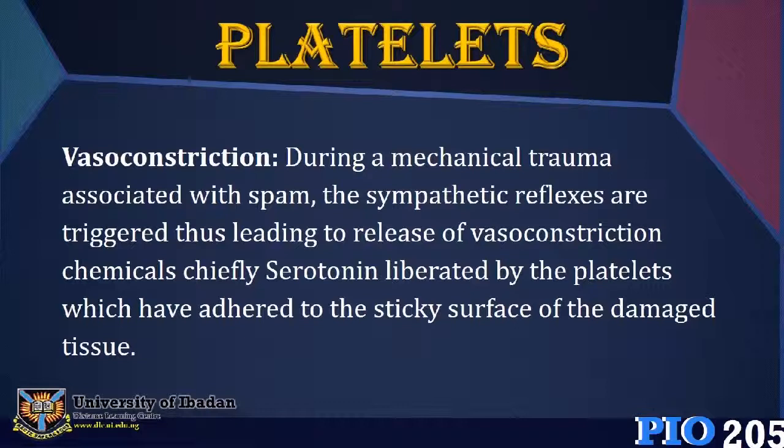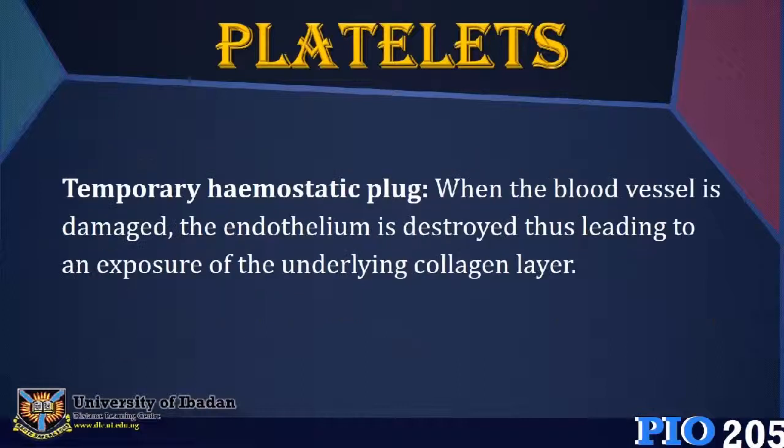Vasoconstriction. During a mechanical trauma associated with spasm, the sympathetic reflexes are triggered, thus leading to release of vasoconstriction chemicals, chiefly serotonin, liberated by the platelets, which have adhered to the sticky surface of the damaged tissue. Serotonin then constricts the vessels as a result of smooth muscle spasms, thus reducing the flow of blood from it.